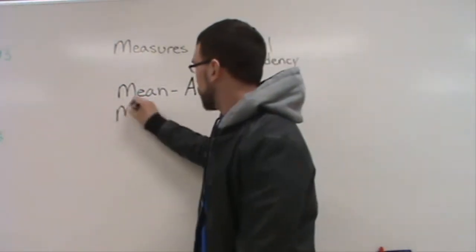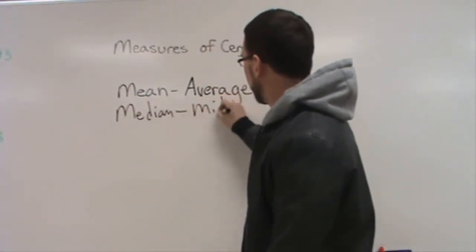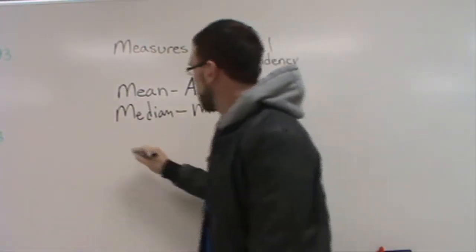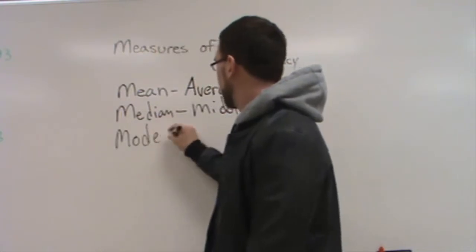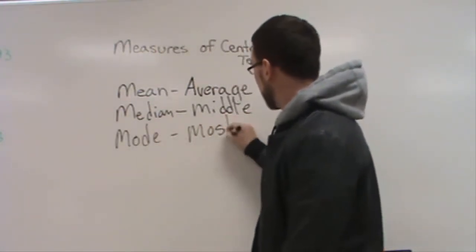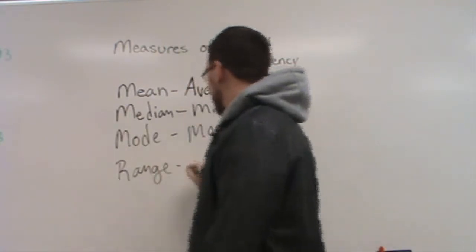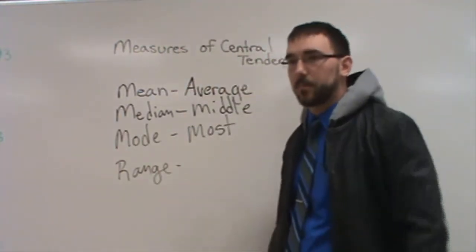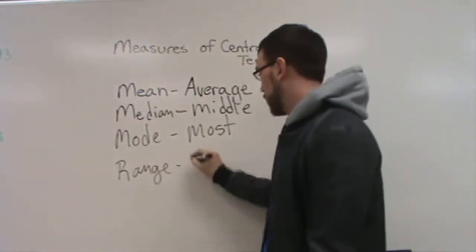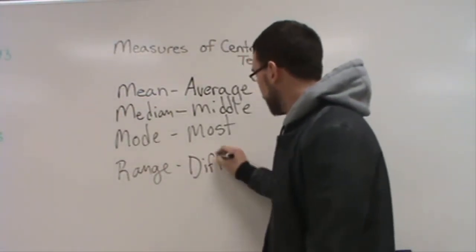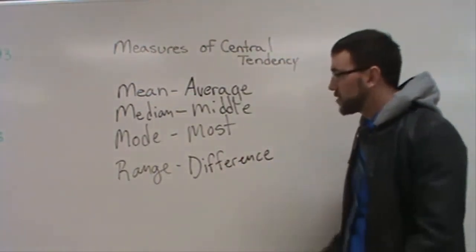Okay, let's go with median. The middle. Okay, and then we'll go with mode. Most. Good. Range. It's the highest minus the lowest, right? So we'll go with difference. Okay, so these are our measures of central tendency.